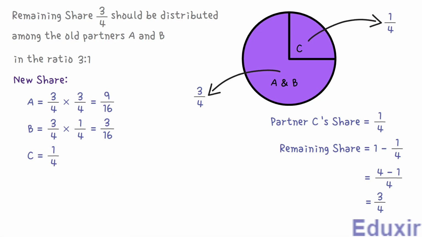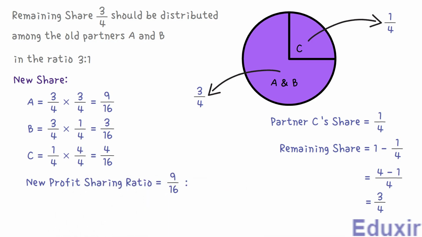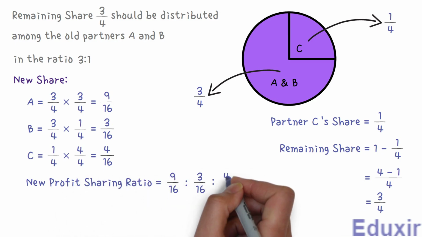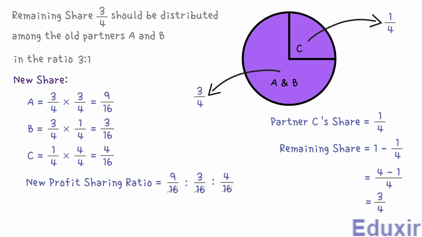See, to calculate the final ratio, it would be easy for cancellation if the denominator of this new ratio is also 16. So, let's multiply the numerator and denominator by 4. Multiplying, we get 4/16. So, the final new profit sharing ratio is equal to 9/16 : 3/16 : 4/16. Cancelling 16 in all the denominators, we get this ratio as 9:3:4.